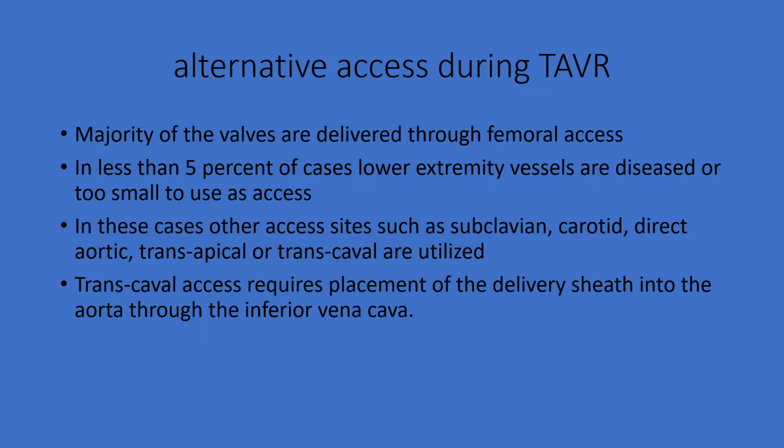In less than 5% of cases, the lower extremity vessels are either too diseased or too small for delivery of the valve. In these cases, other access modalities are utilized, such as the subclavian or carotid arteries, or direct aortic access, or transapical. The case we're talking about today is utilizing transcaval access, whereby the sheath is placed through the aorta via the inferior vena cava for the delivery of the valve.